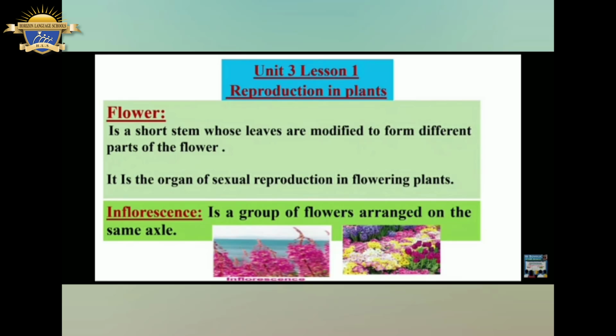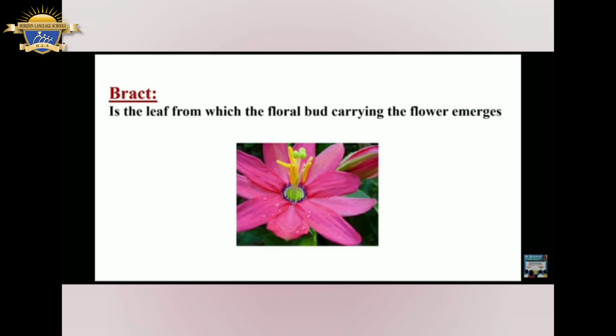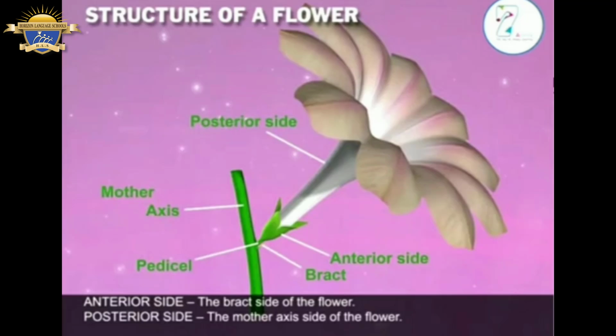Inflorescence. It is a group of flowers arranged on the same axis. As we see in the image, there is a group of flowers arranged on the same axis. This is called inflorescence. Bract. It is the leaf from which the floral bud carrying the flower emerges, as we see in the image. Bract is the green leaf from which the floral bud carrying the flower emerges.